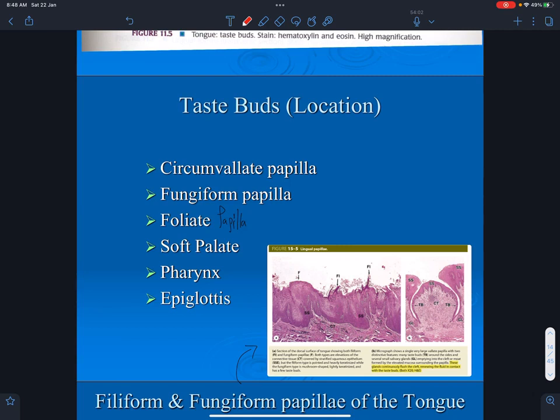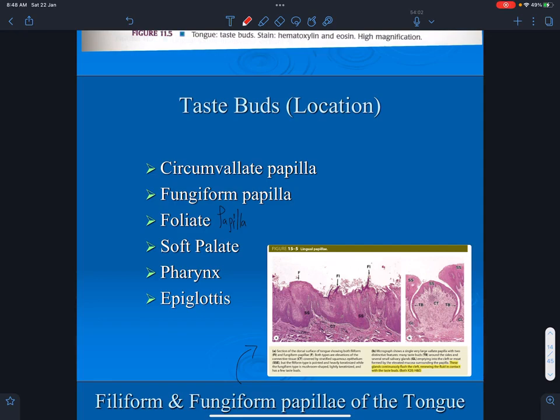Now, like we said before, are the taste buds just located on the papillae? No. There are other structures that I mentioned before where they also have taste buds. We have the soft palate, the pharynx, and the epiglottis. Okay, so that's something to memorize as well. Enumerate 2 locations of the taste buds. You can answer any of the 2.